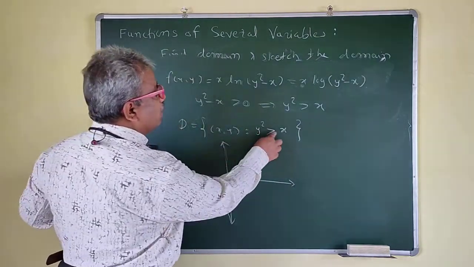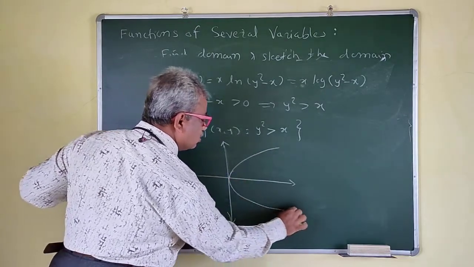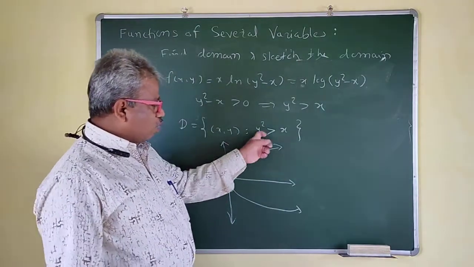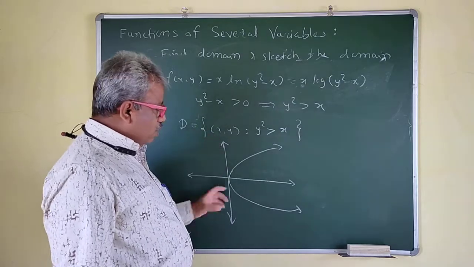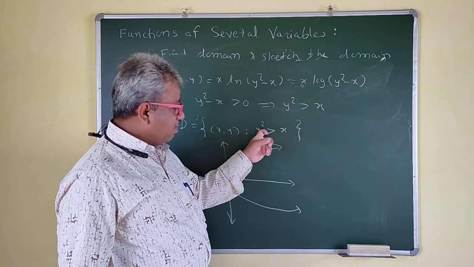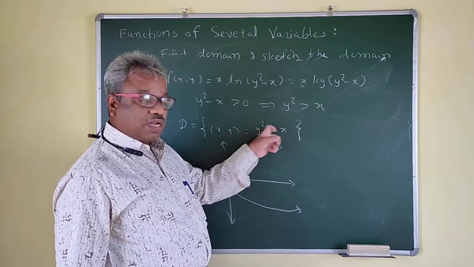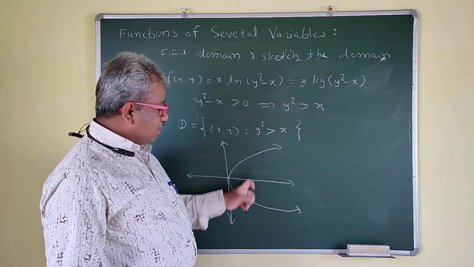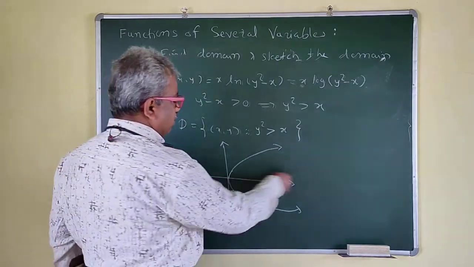Now this is the parabola y square equal to x. How to identify whether this parabola opens upward, downward, left or right? For y square equal to x, for any value of y, there are two equal but opposite values of x. That means this parabola is symmetric about the x-axis.